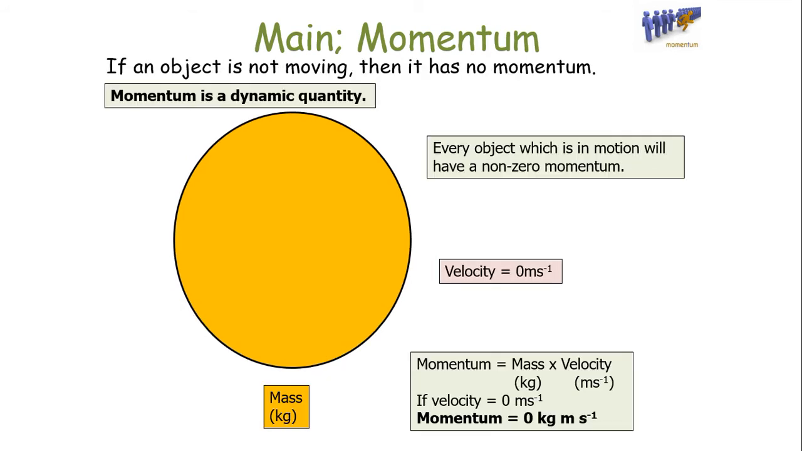Now, momentum is a dynamic quantity, which means all moving objects have momentum and all stationary objects not moving do not have momentum. So every object which is in motion will have a non-zero momentum. Now the reason for this is momentum equals mass times velocity. So if velocity is a non-zero number, you will get a value out which is non-zero, but if velocity is 0, you will get a 0 momentum out. So that's very important to remember.